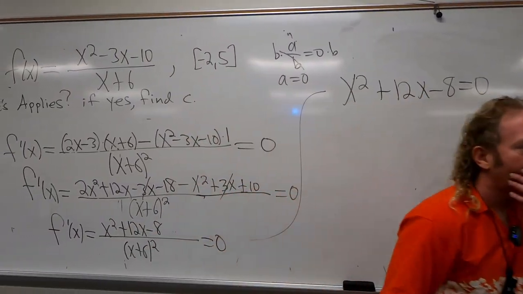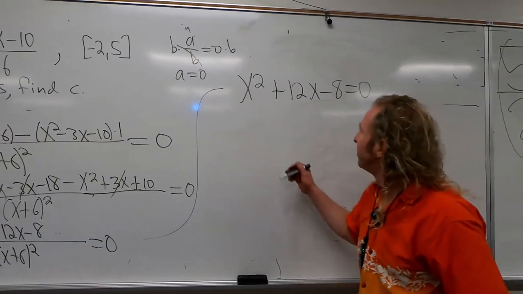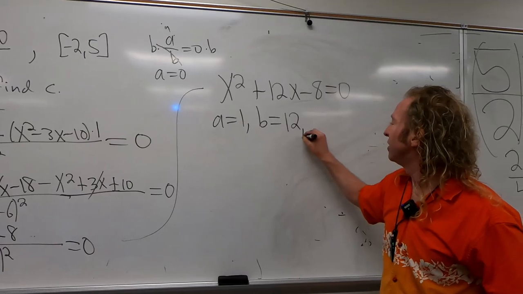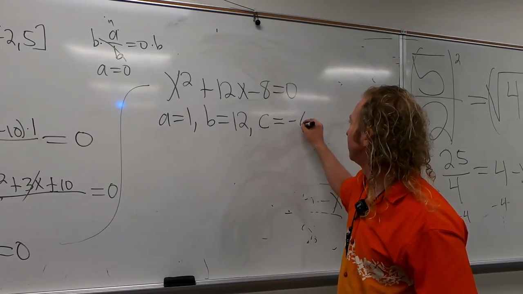Good. No, ask. So quadratic formula. You want to use that? Okay. So a is 1, b is 12, and then c is negative 8. I'll go ahead and write it down.